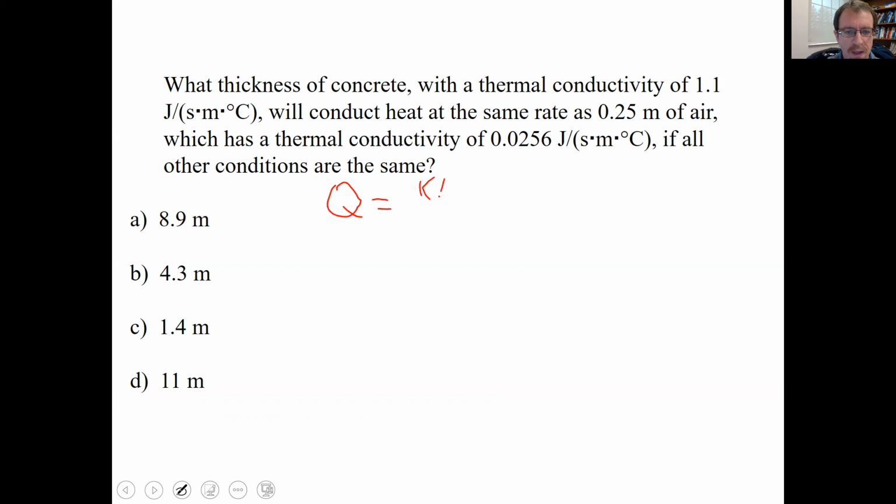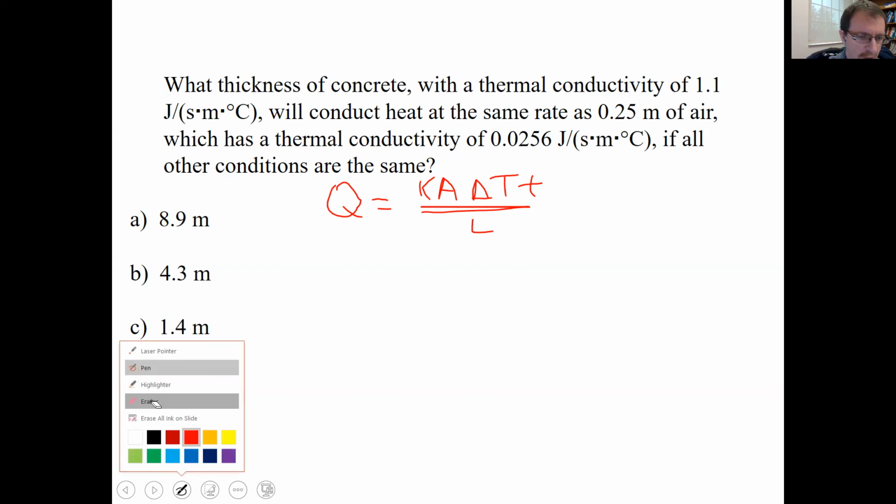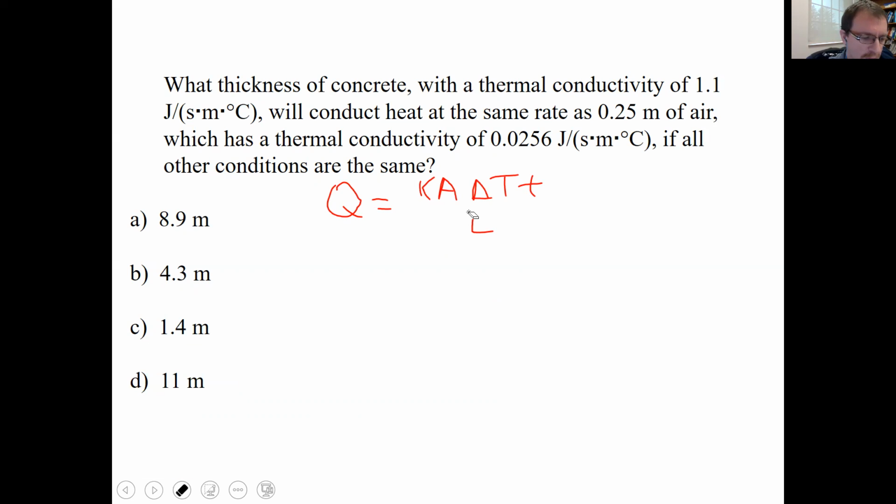This is kA delta T over L, and this is specifically, I don't know why I chose to put that. Oh, there we go. That's why. It's a little glitch in my screen.